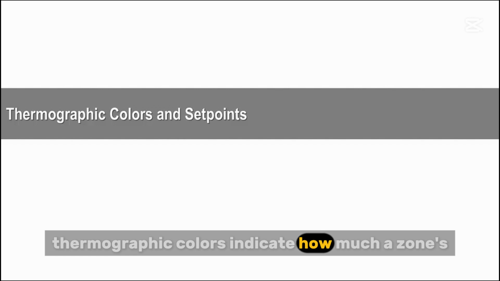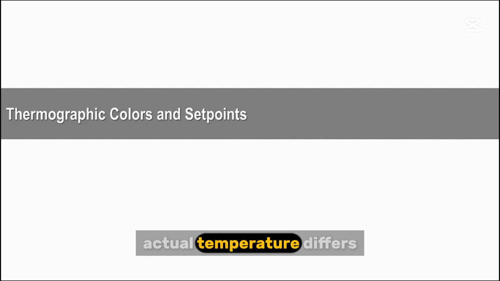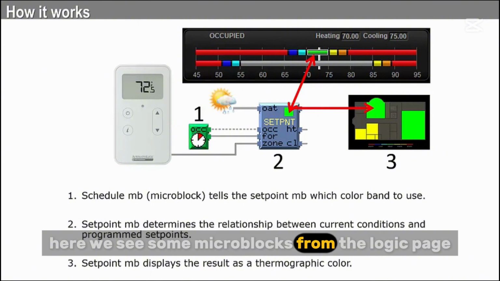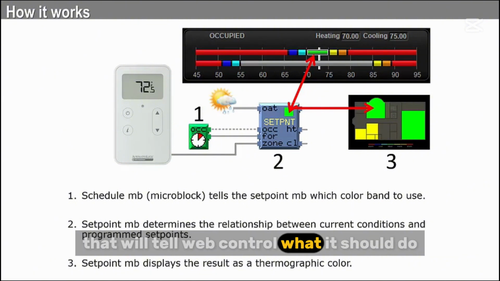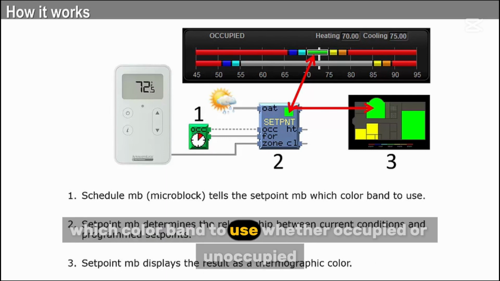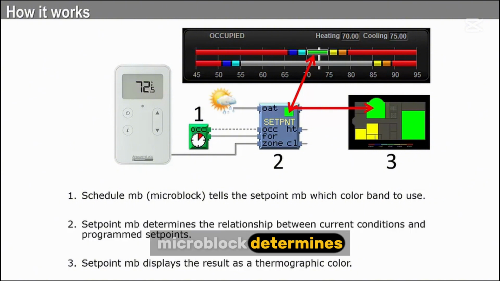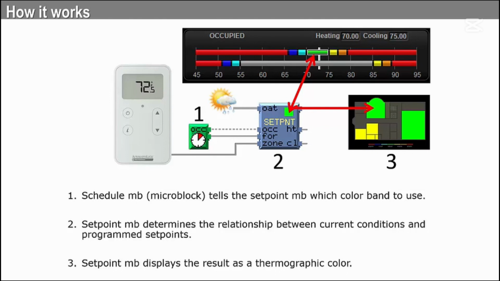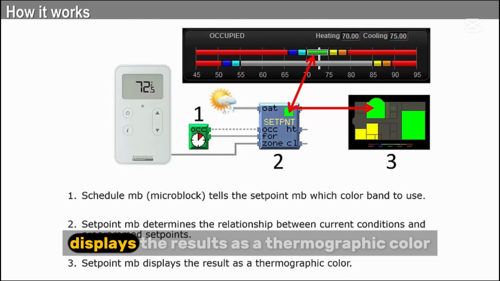Thermographic colors indicate how much a zone's actual temperature differs from its setpoints. Here we see some microblocks from the logic page that will tell web control what it should do based on a sequence of operations. First, we have the schedule microblock. That tells the setpoint microblock which color band to use, whether occupied or unoccupied. Then the setpoint microblock determines the relationship between the current conditions and the programmed setpoints. And last, the setpoint microblock displays the results as a thermographic color.